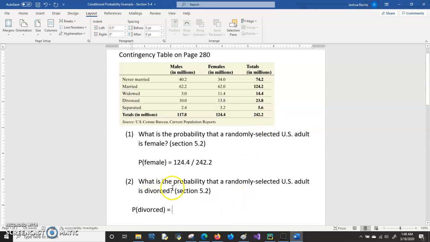The second example is also similar to what you saw in section 5.2. What are the chances that we select a U.S. adult who is divorced? And so you look for the total number who are divorced, 23.8 million. And you still divide it by the total of all of the U.S. adults.